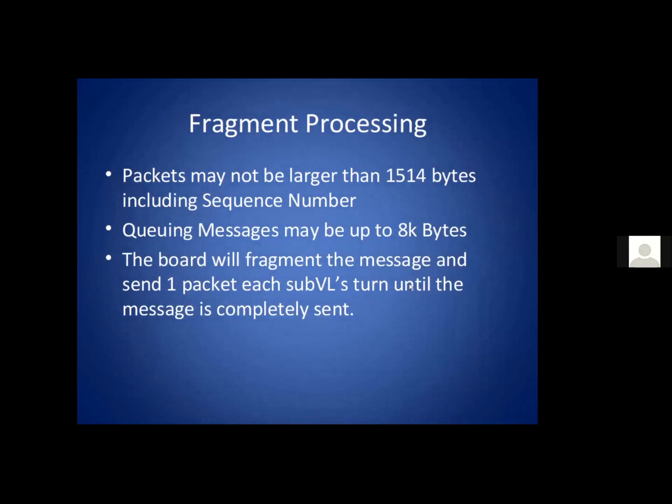Fragment processing is also something that the board can handle. In a queuing message you're allowed to have up to 8K bytes, but there's no way to send that on the underlying Ethernet, because the underlying Ethernet can only have 1514 bytes. That includes the sequence number, by the way, and all the headers. So in terms of actual data, it's really more like 1471 bytes. If you want to send an 8K packet, it has to be split into fragments, and each fragment goes out during your BAG slot. Again, the board handles all of that.